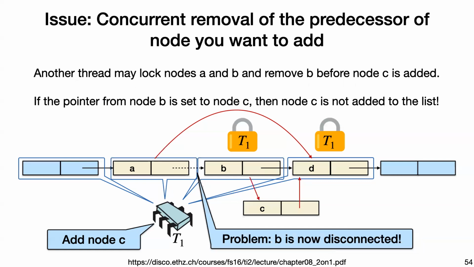Okay, so going back to this, the main idea is that you check if you can grab those two locks, and once you hold the locks, you have to start from the beginning and check if it's still connected.